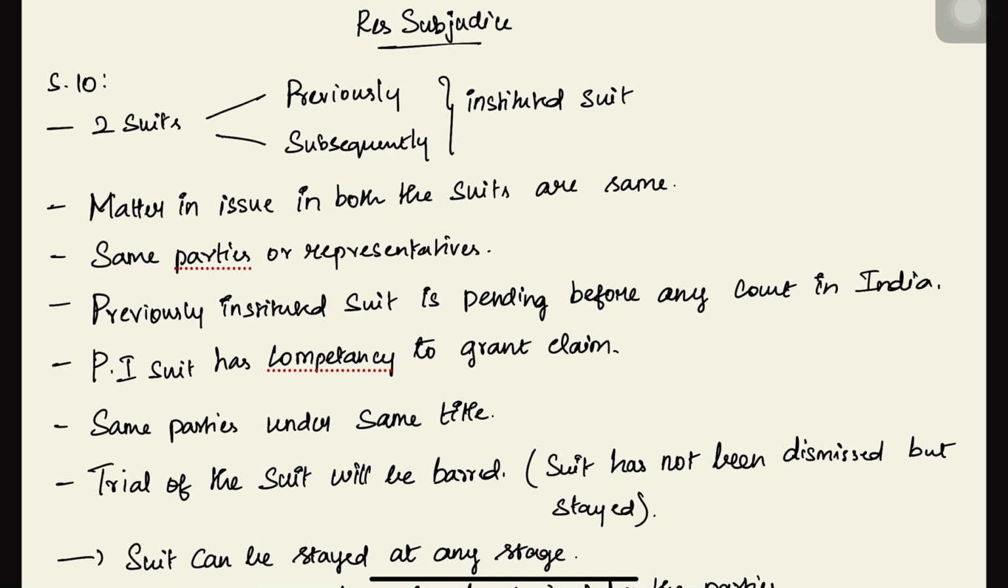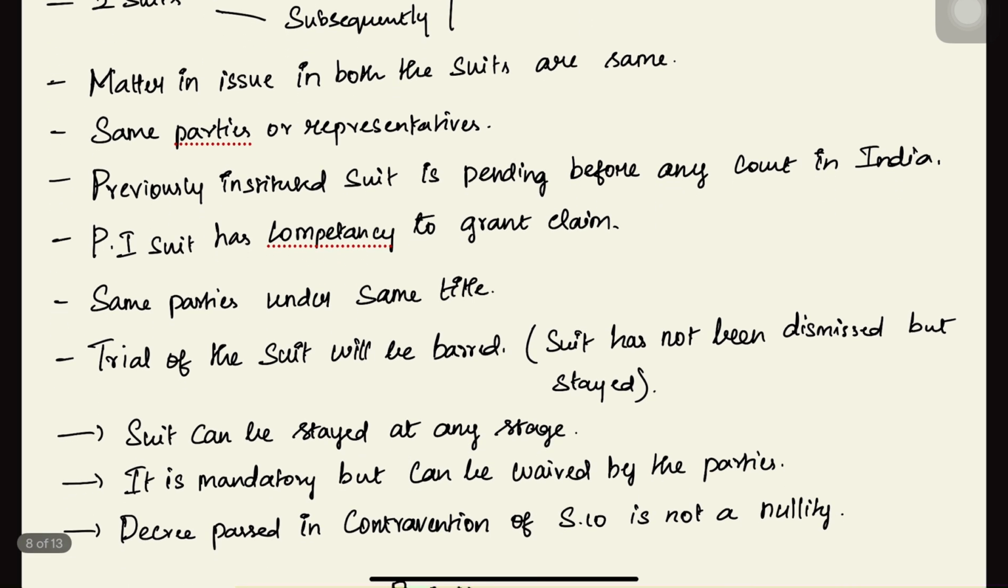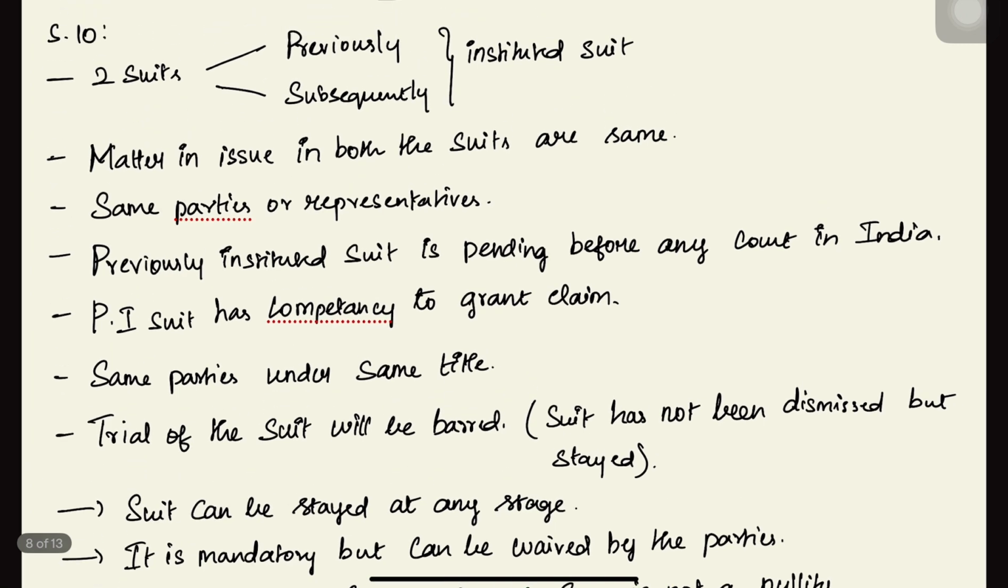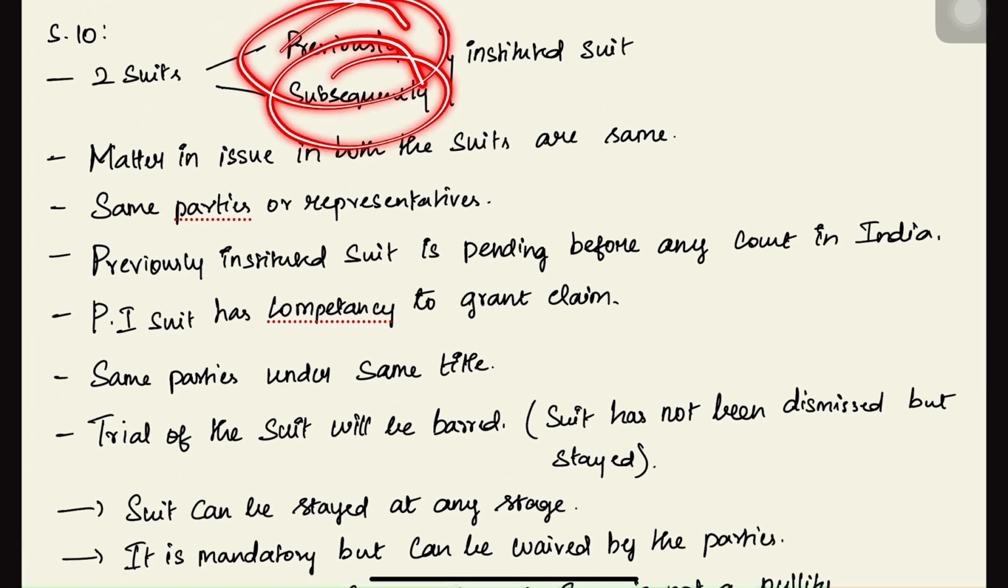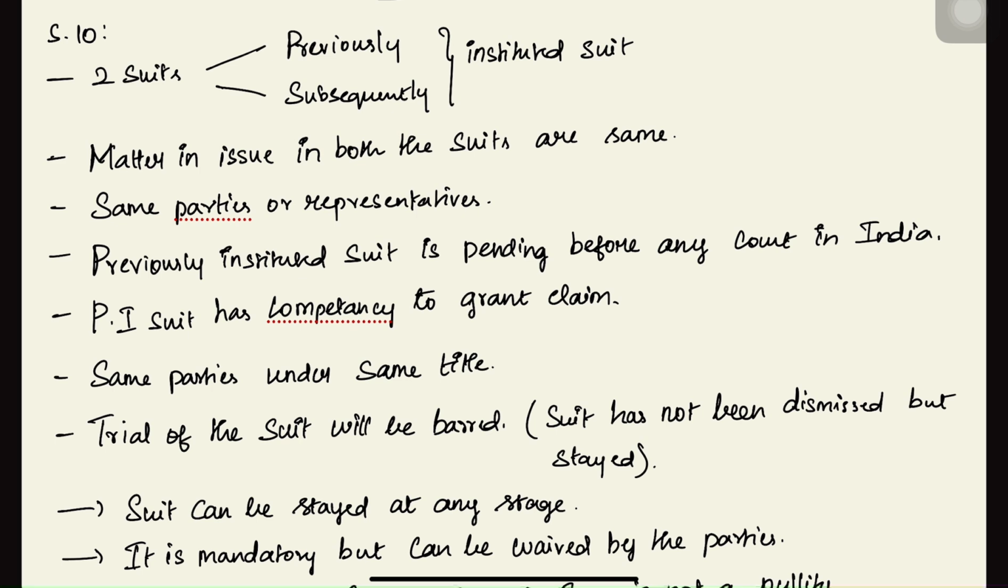The matter and issue in both suits are the same. Matter and issue in the previous suit as well as in the subsequent suit are both the same, right? So that is the first essential. And the parties in the previously instituted suit as well as the subsequently instituted suit are the same, and they act upon the same representative character.